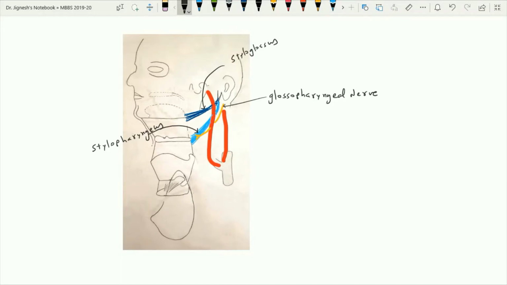And as we already know, this external carotid artery bifurcates within the substance of the parotid gland. So the deep part of the parotid gland also lies between the external carotid artery and the internal carotid artery. So all these are the deep relations of the external carotid artery.